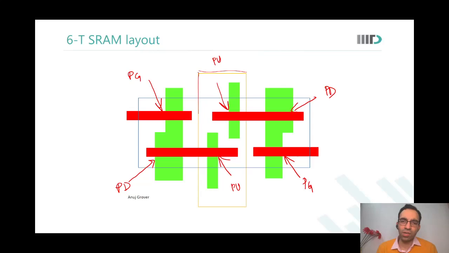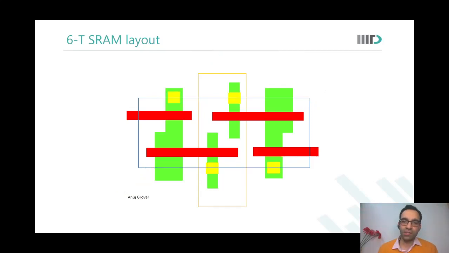And over here, I have also shown in a cartoon way that pull up is still smaller than the pass gate. Where do you think is the word line? It is at the pass gate poly. So in this particular cell, we will put some contacts. So what is this set of contacts? They are the bit lines. They are the source node of the pass gate.